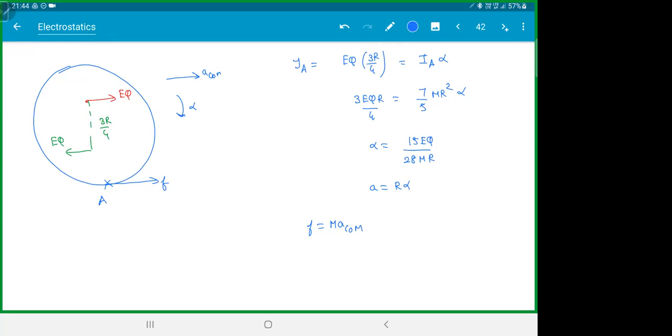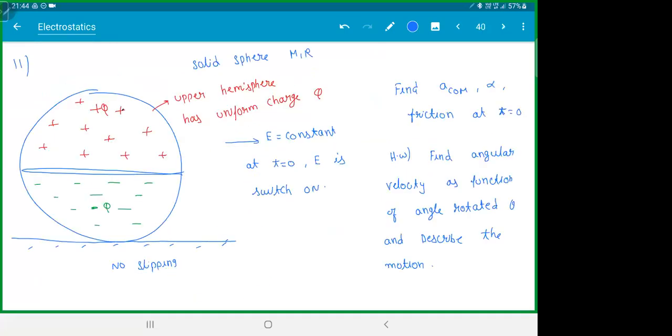All clear with the steps? Check it out. Clear? Next one. This is another standard question. Length L, mass M, charge Q. Someone suddenly switches on the field at T0.